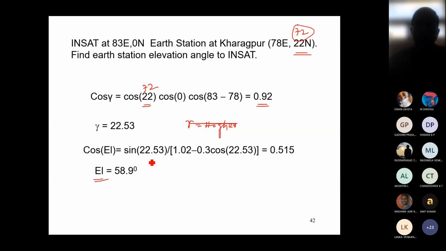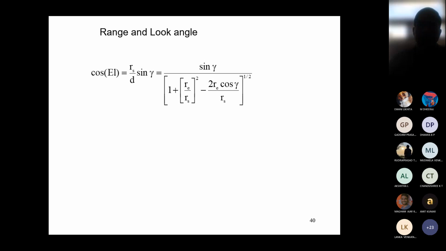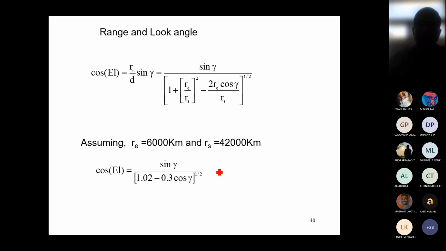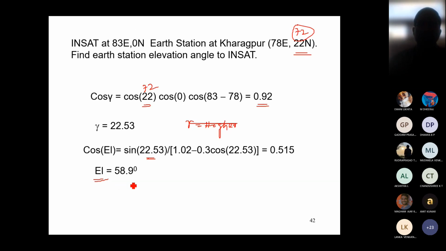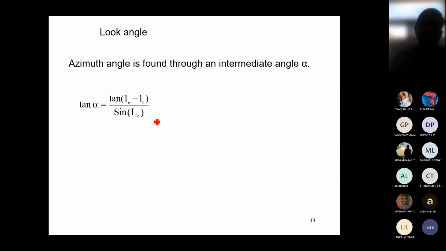So once you put that value, sine gamma divided by cos of gamma to the power 1/2, if you refer to the equation, you will have a very small elevation angle. Okay, and after that we find the azimuthal angle.